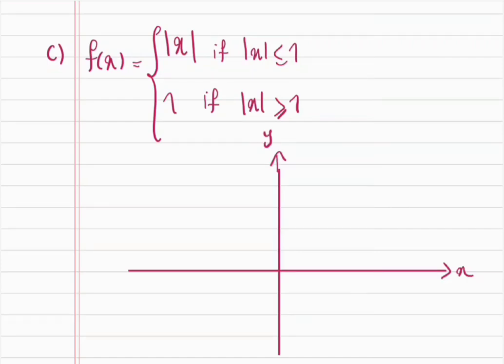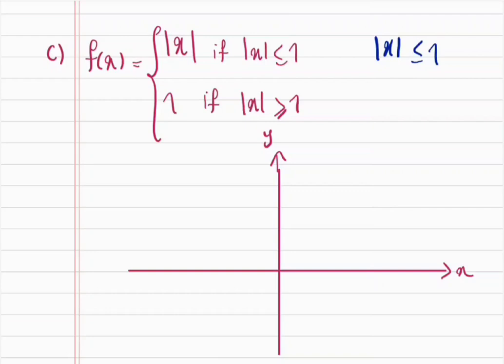First of all, we should figure out when the absolute value of x is less than or equal to 1, because once we have figured that out, then we can sketch the graph of absolute value of x. So we have to solve this inequality at first. We want to know when the absolute value of x is less than or equal to 1.